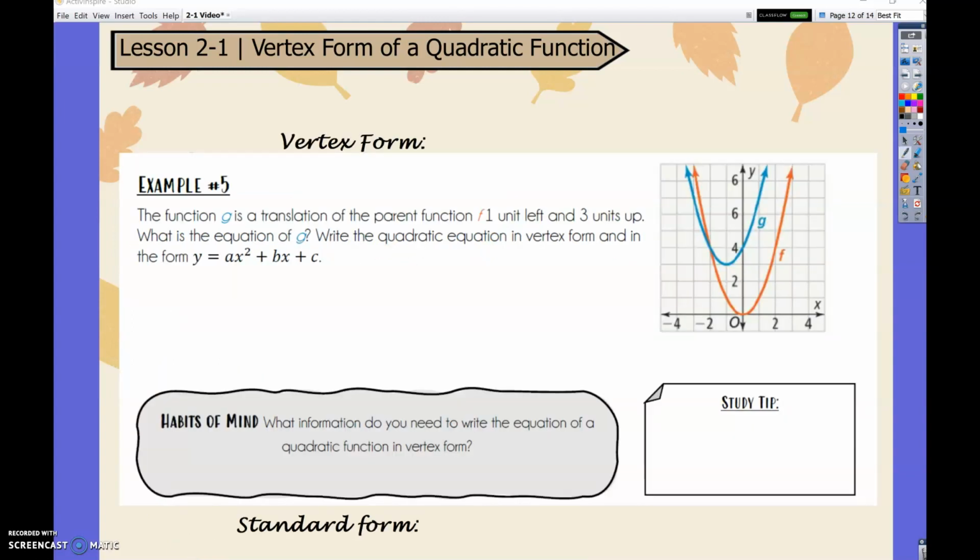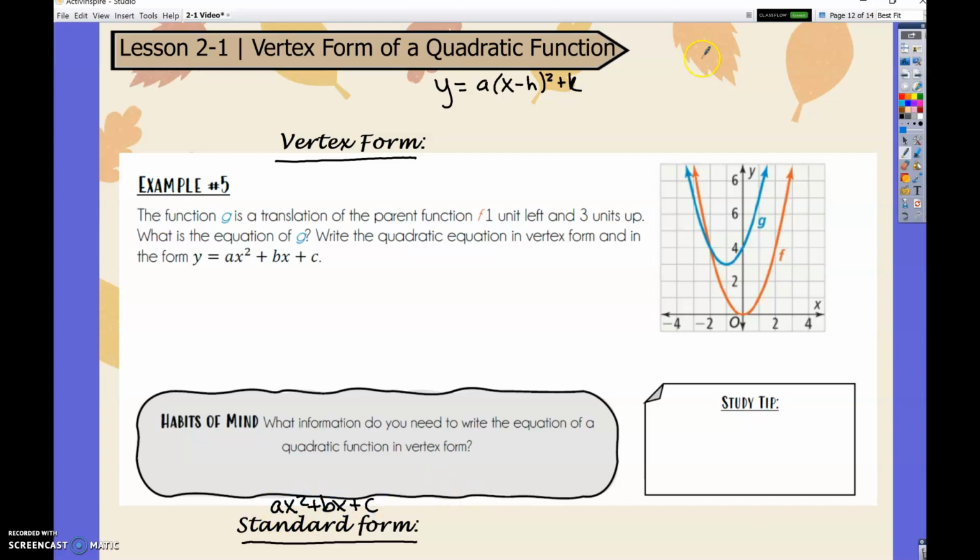So for example 5, they're going to take two parabolas here. We have a parent function and a new transformed function. We're going to make two equations, a vertex form and a standard form. Remember, vertex form is really easy when you know what the vertex is and you can see that graph. So we'll use something like that. The standard form will be something that looks like ax squared plus bx plus c.